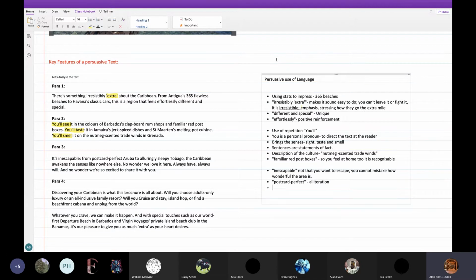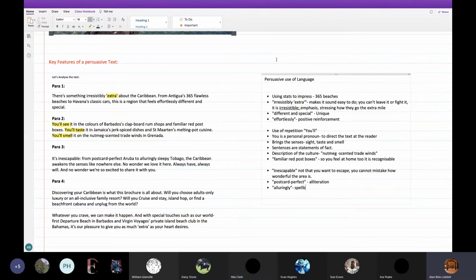Okay. Other positive techniques used here with the language? If something is alluring, what does that mean? We've got alluringly sleepy Tobago. What does that word alluringly mean? Like you want to go. It lures you. Is it just that you want to, or is it something more powerful? It brings you in. You really want to go and you end up going. It pulls you in. Yes, that's getting stronger now, isn't it?